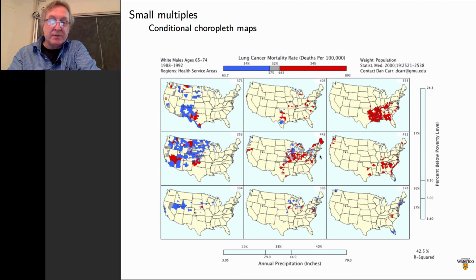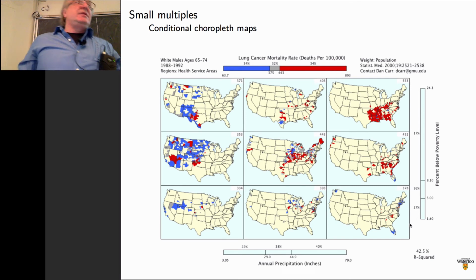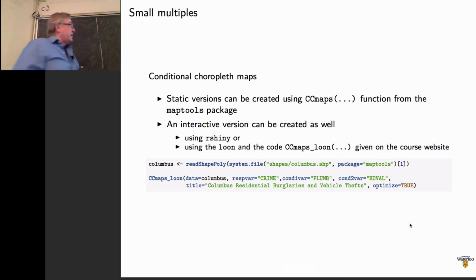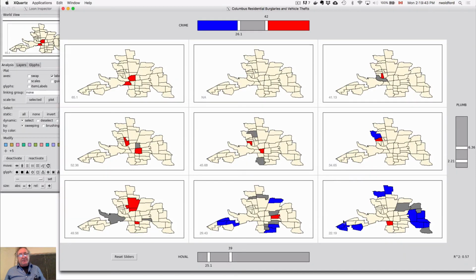So what's the relationship between this variate and the others? That's called a CCmap, or conditional choropleth map. You can get static versions in the maptools package, called CCMaps. You could build your own interactive one if you want, with R Shiny. That might be an interesting exercise, so you can build a web-based one. Or you can build one with some code I'll put on the website, using loon, in a function called CCMaps loon. And that would produce something like this.